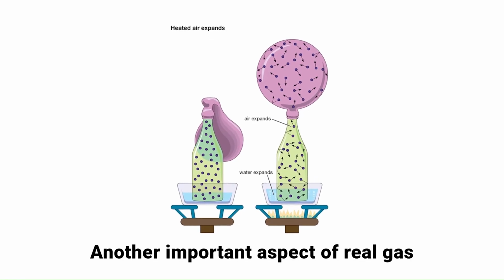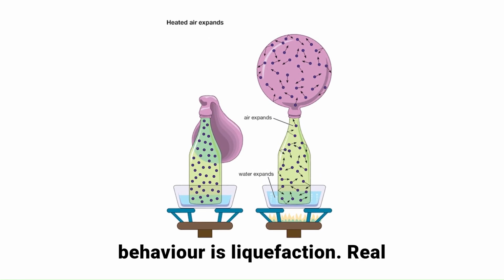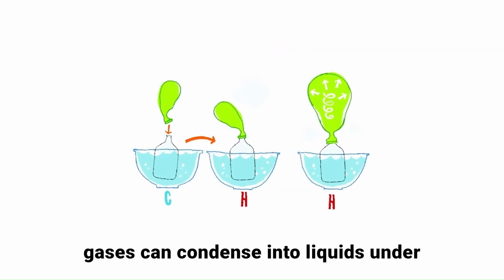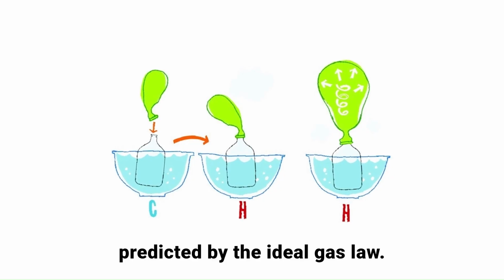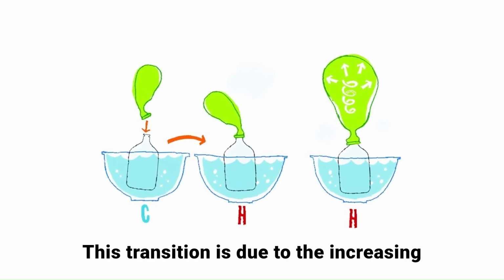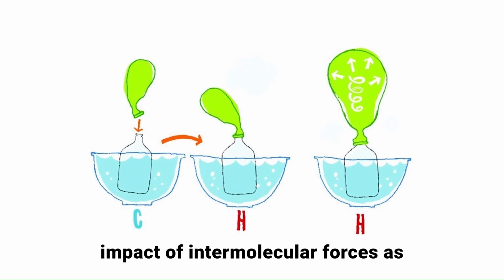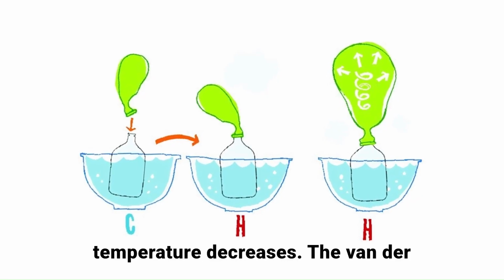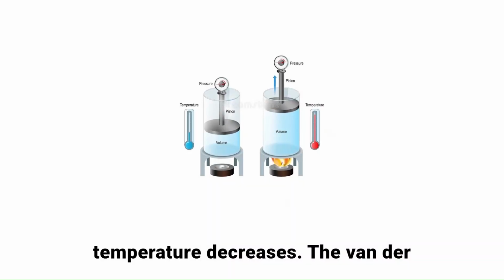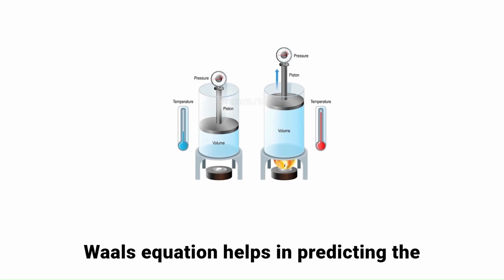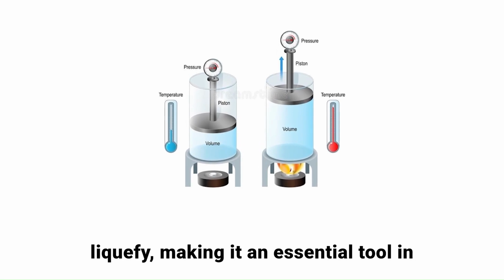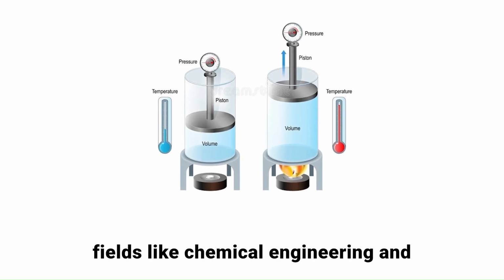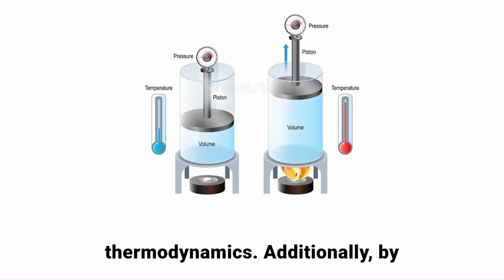Another important aspect of real gas behavior is liquefaction. Real gases can condense into liquids under suitable conditions, a phenomenon not predicted by the ideal gas law. This transition is due to the increasing impact of intermolecular forces as temperature decreases. The van der Waals equation helps in predicting the conditions under which a gas will liquefy, making it an essential tool in fields like chemical engineering and thermodynamics.